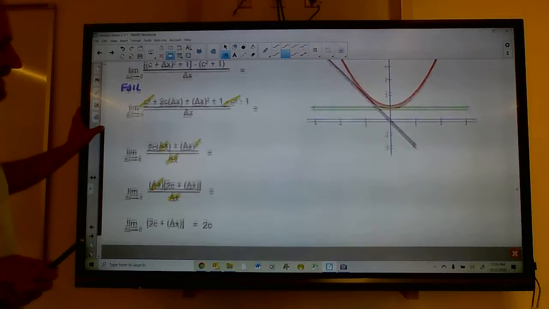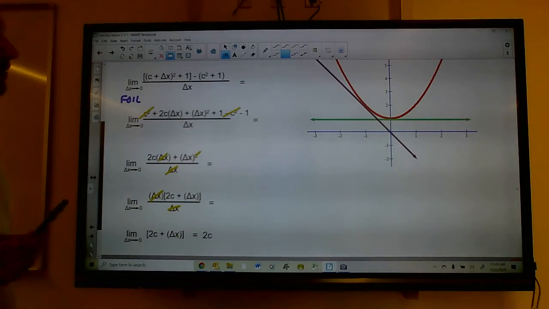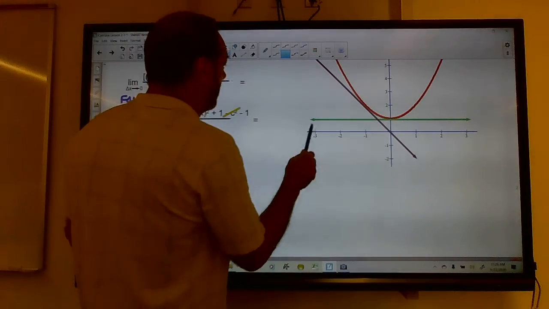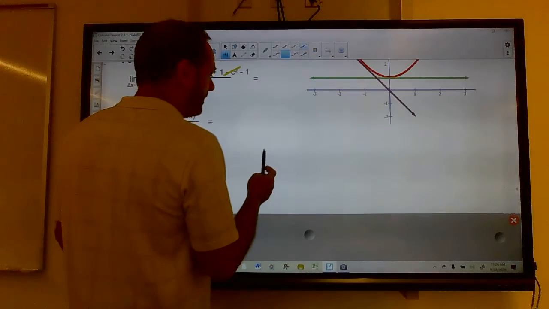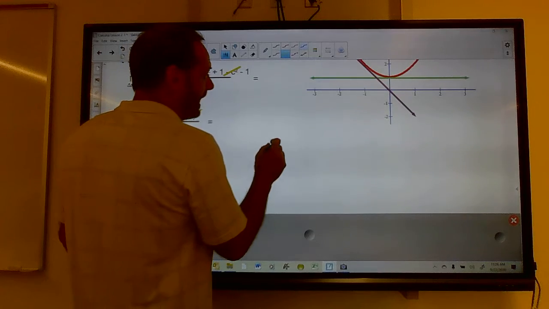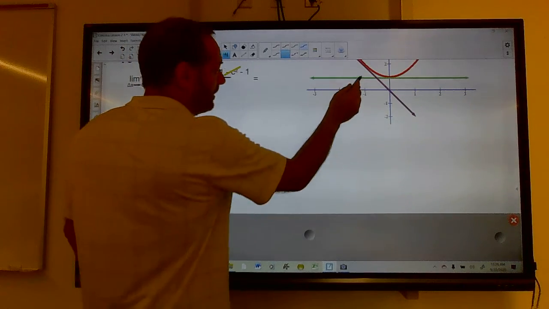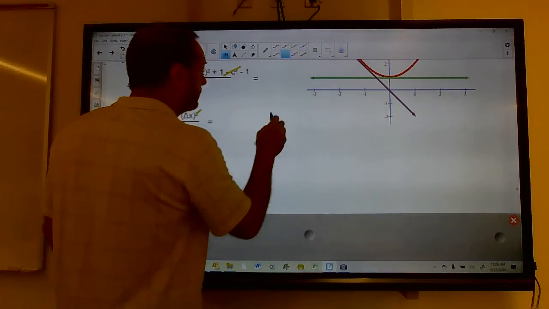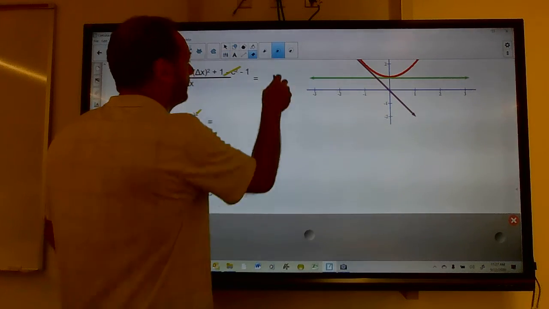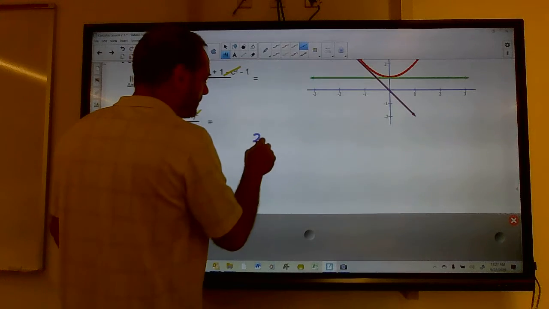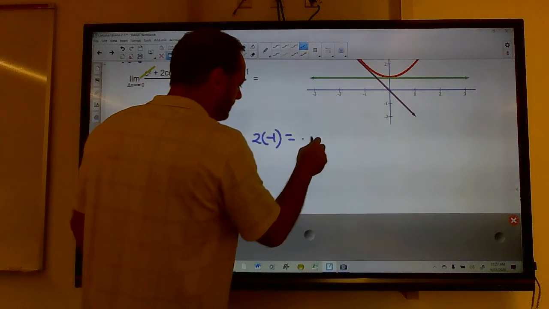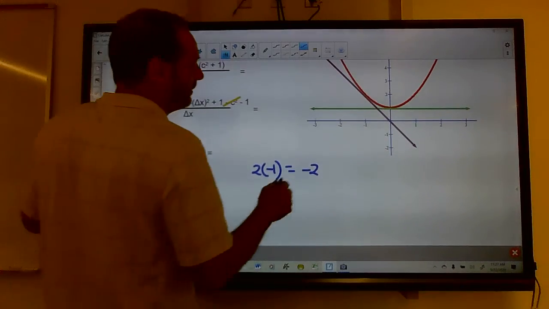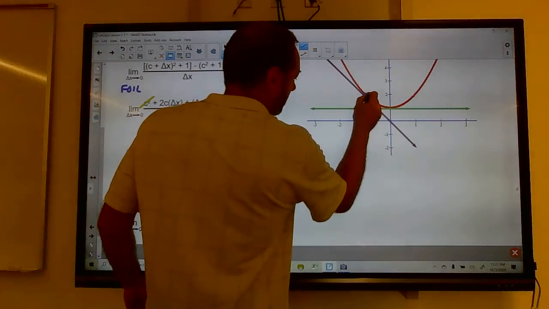So what that means is I'm going to take the x coordinate, whatever that is, where I want to find the slope. Like right here, I wanted to find the slope at -1. I'm just going to take -1, and I'm going to take 2 times -1, which is -2. That's going to be the slope right there.